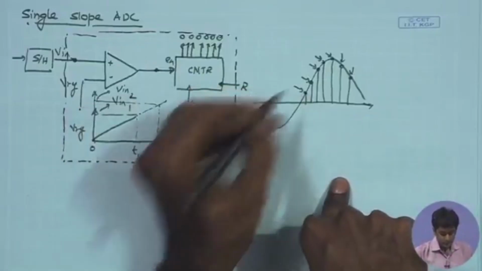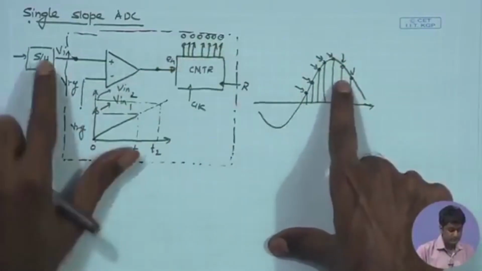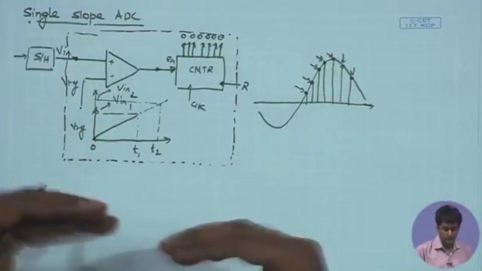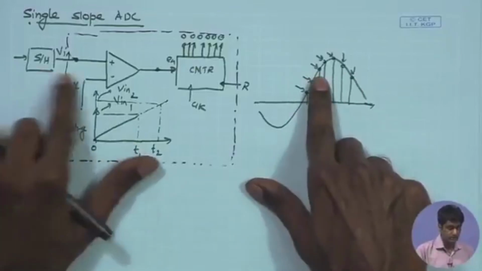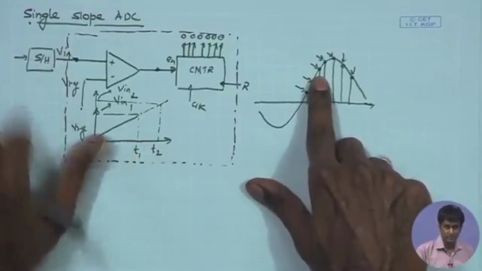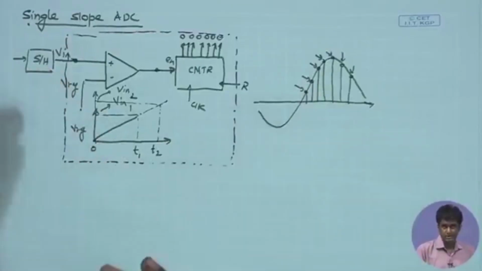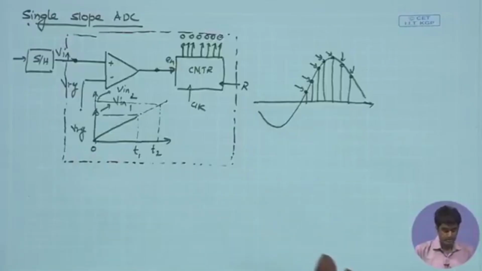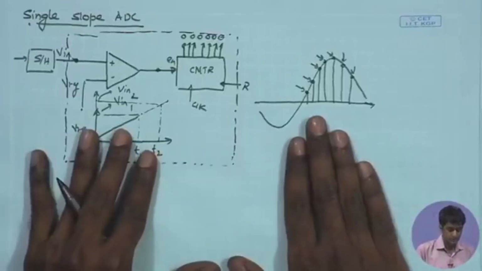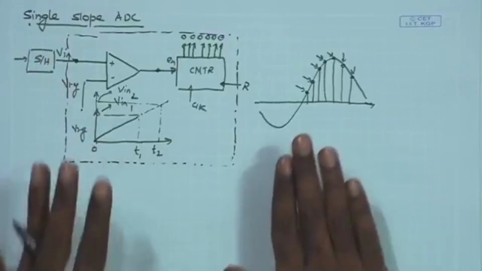So, we will be looking into the details of the sampling unit over here, which although may look simple, but there are several design issues associated with the simplest block over here, which is a sample and hold circuitry, and we will be looking into the transistor level implementation, its related non-idealities, design issues associated with that, and so on. So, let us stop here before we go into the details of this sample and hold unit. Let us stop here and see whether there is any question.